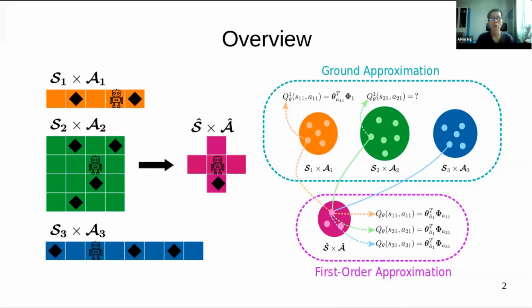We propose a first-order approximation where the Q function is defined over the lifted state action space S hat and A hat, which are independent of the number of objects in the planning problem. Thus, the Q function is generalized and can be applied in multiple problems of the same domain.